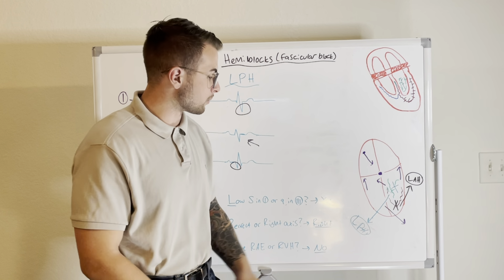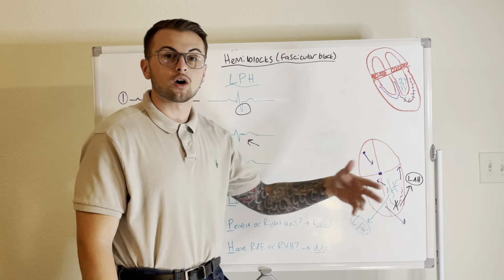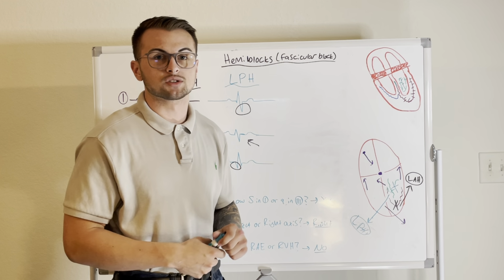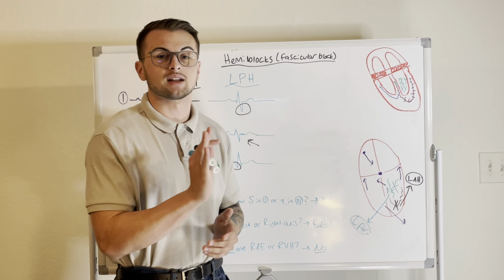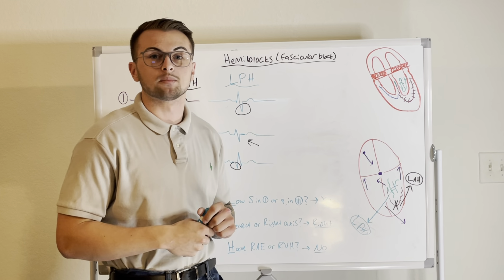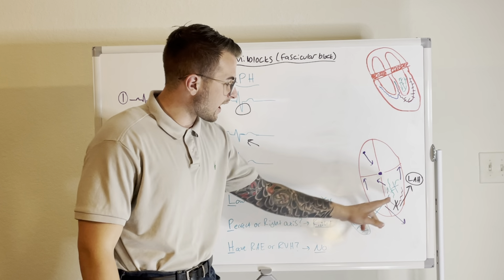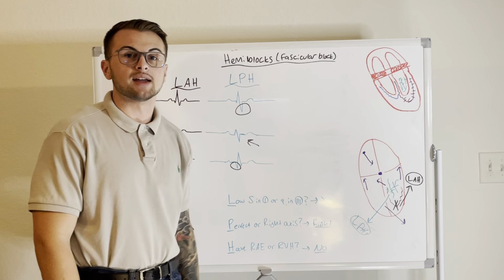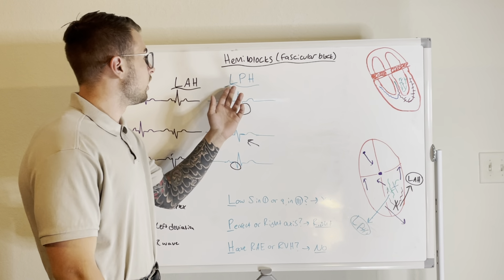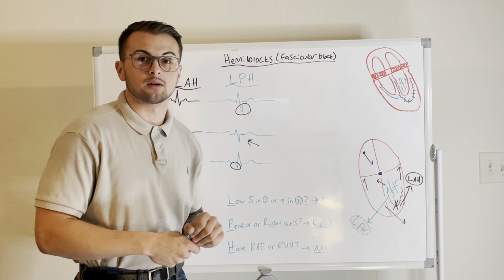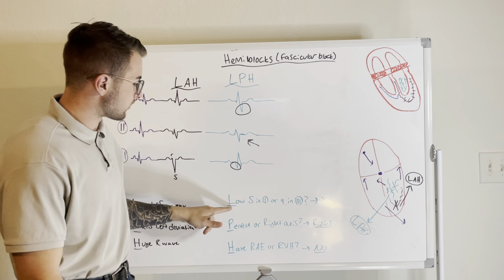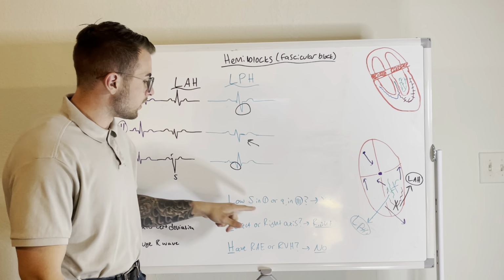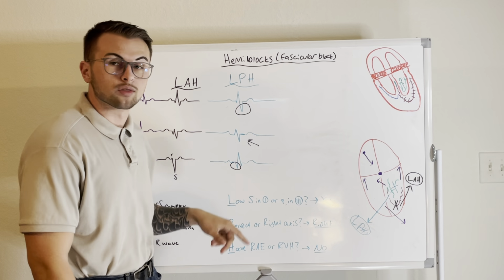So we can probably predict that this will cause some right axis deviation as well. So that's an axis that's between 90 and 180 degrees on the XY plane. But the important thing is, how will this look on our EKG? Well, all we have to remember is LPH. Yep, that's all we got to remember is LPH, or left posterior hemiblock. So this means that we have a low S in 1 or Q in 3.